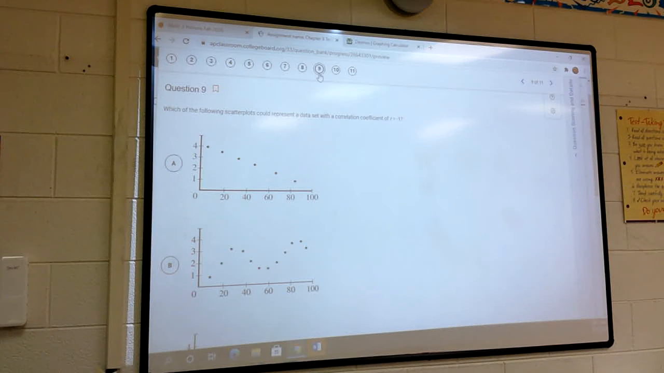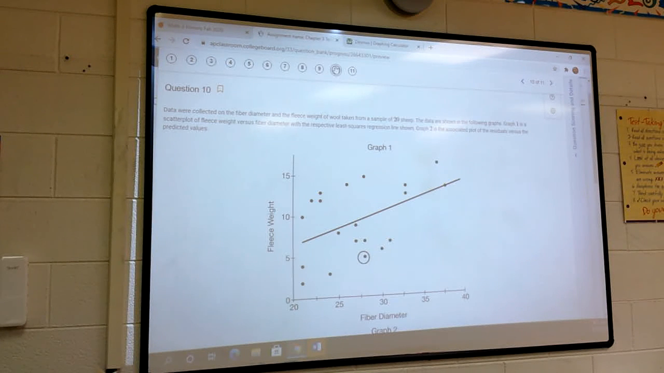Which of the following scatter plots could represent a data set with a correlation of R equals -1? Remember, that would be a perfect negative correlation.